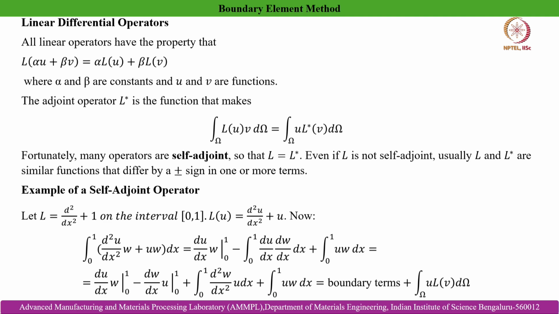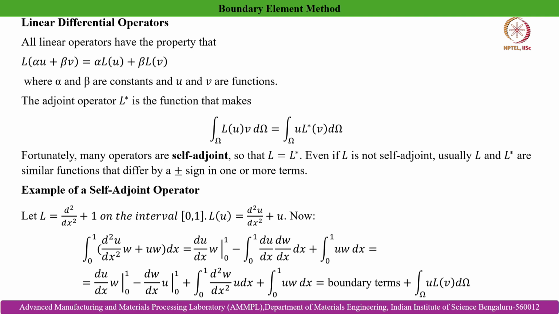Fortunately, many operators are self adjoint, so that L becomes equal to L asterisk. Even if L is not self adjoint, usually L and L asterisk are similar functions that differ by a plus or minus sign in one or more terms. So, an example of a self adjoint operator.